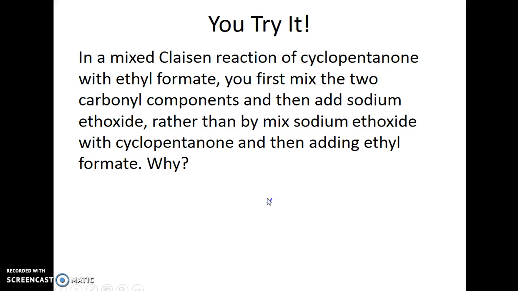Now, I want you to think about this question. In a mixed Claisen reaction of cyclopentanone with ethyl formate, you first mix the two carbonyl components and then add sodium ethoxide instead of mixing sodium ethoxide with cyclopentanone and then adding ethyl formate. Why is it you do that?